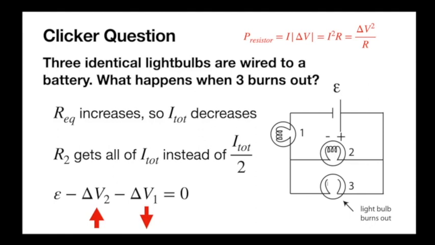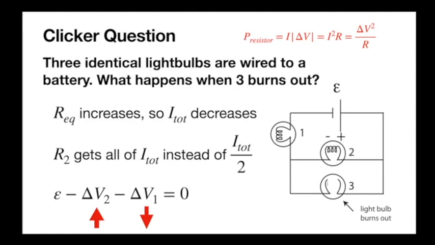If we look at the power dissipation, we could also look at just I squared R as the power dissipation or the brightness of light bulb 1, and if I goes down, then 1 has to get dimmer. So 1 indeed does get dimmer, and as a result, the voltage drop also goes down. But all this just comes from the fact that the equivalent resistance of the whole circuit went up, so the total amount of current flowing through went down.